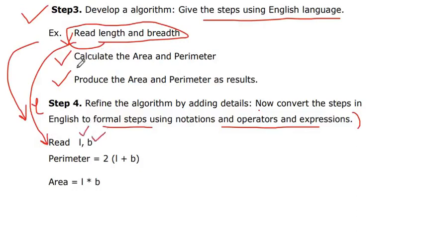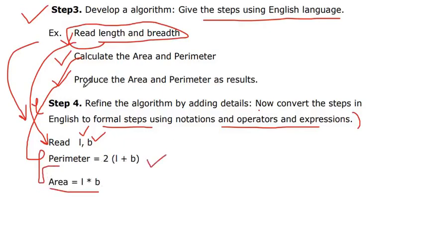Now let us see the second one. Calculate the area and perimeter. Now let us convert it into the formal step. Look here. This is the area formula and this is the perimeter formula. Area is equal to L into B. Perimeter is equal to 2 into L plus 2 into B. This is the formula of the perimeter.